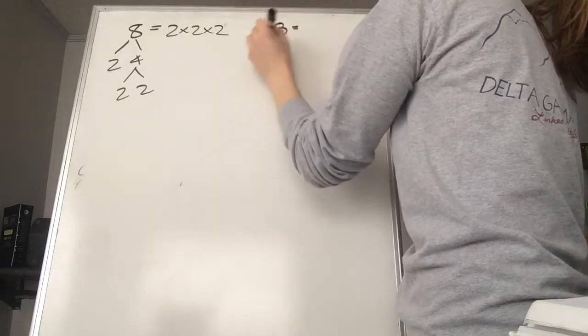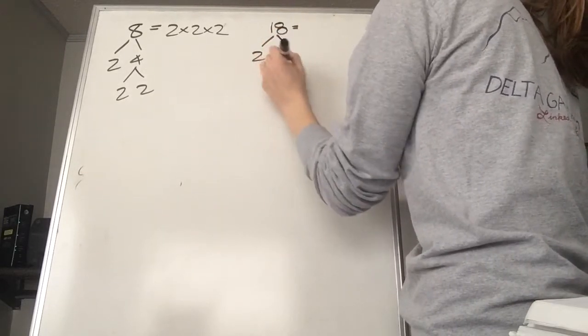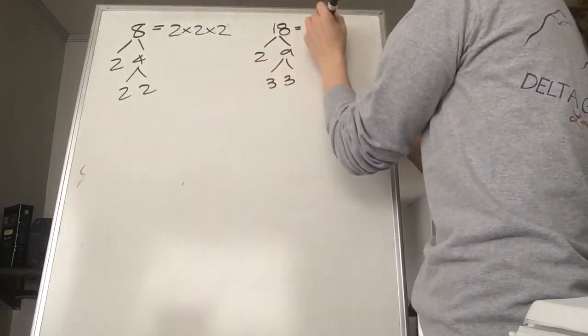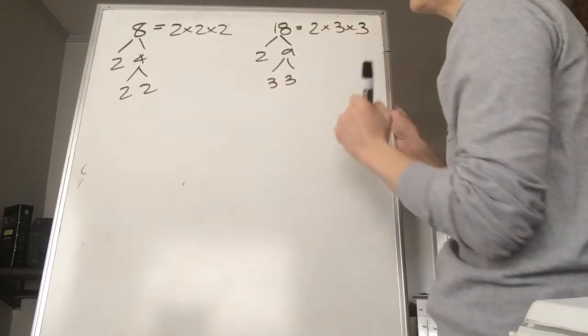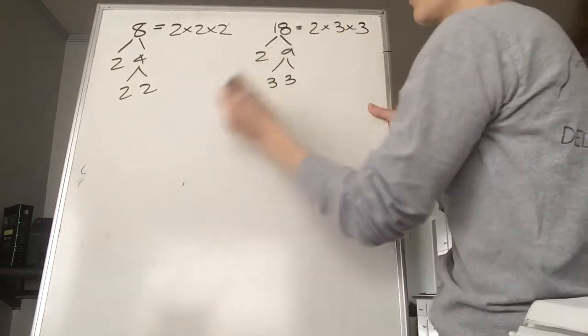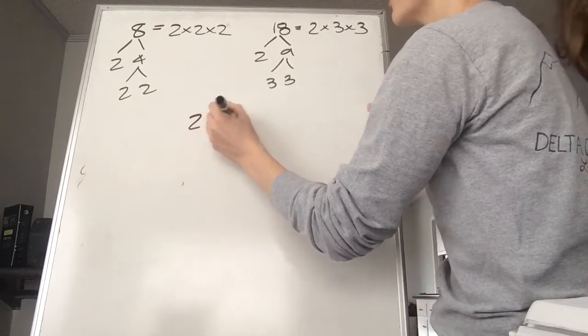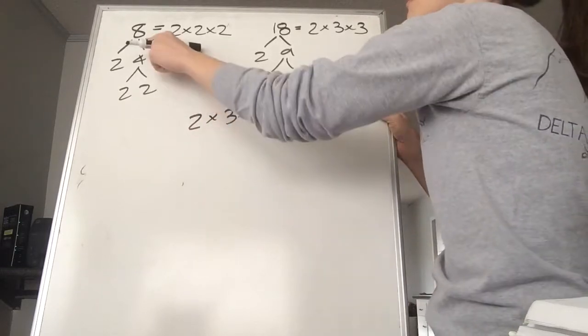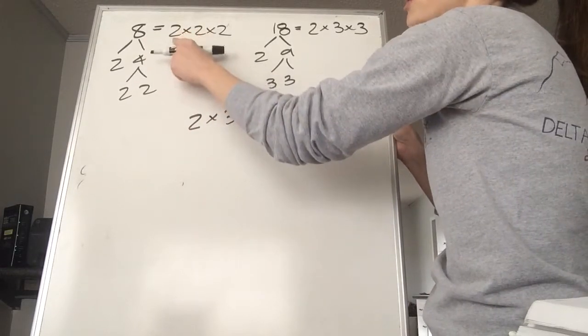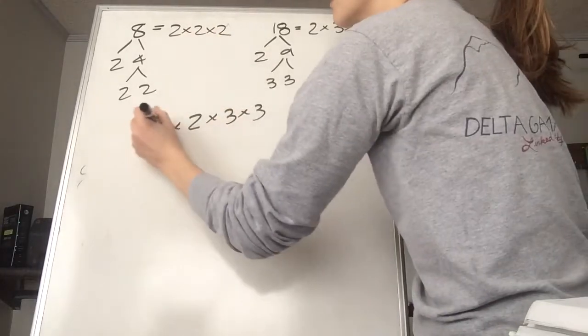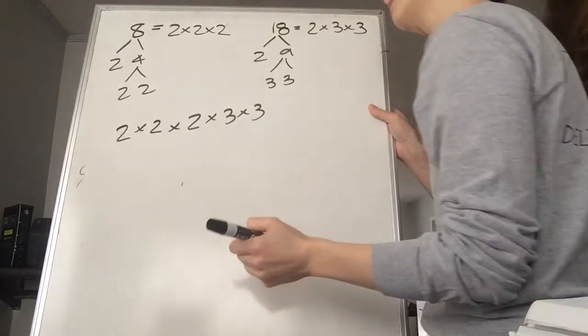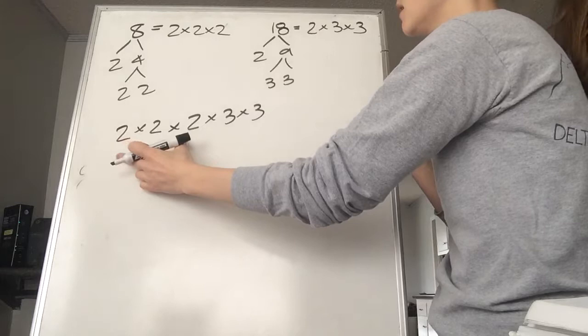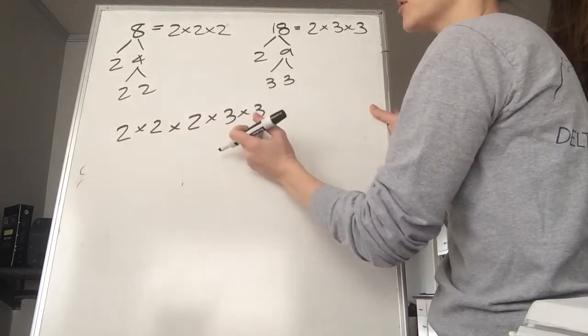And 18, so 2 and 9. So 2 times 3 times 3. Okay, so for 18, our factors are 2 times 3 times 3. And then with 8, we already have one 2, but we need 2 more. So we have our 8 represented, and then we have our 18 represented.